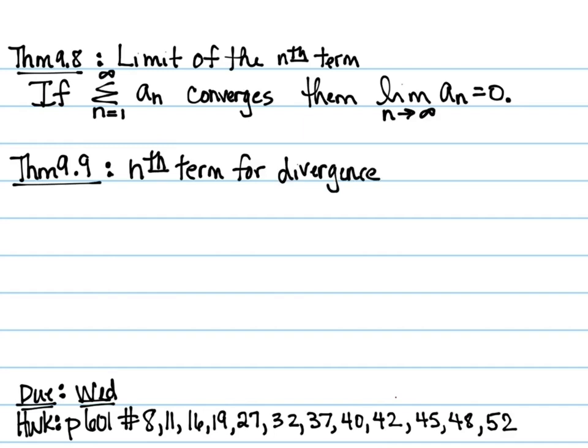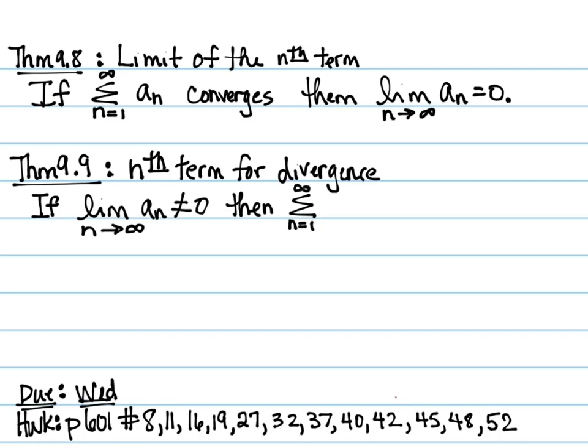And it says the following. If, in fact, the limit of your sequence is not 0, maybe it's 1, maybe it's infinity, maybe it bounces back and forth between -1 and +1 like with sine, okay, but it's just not 0. Then, whoops, your summation from n equal 1 to infinity of a sub n diverges.